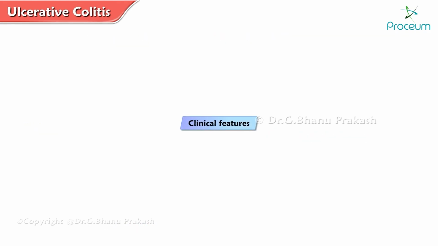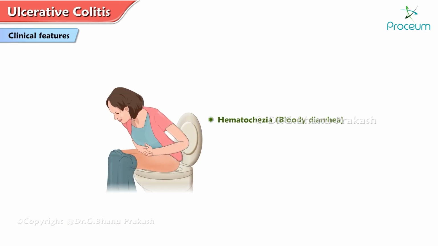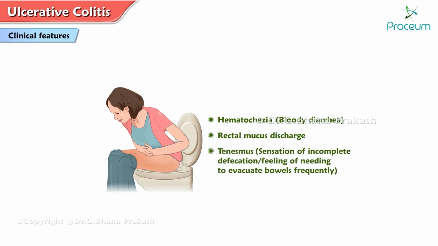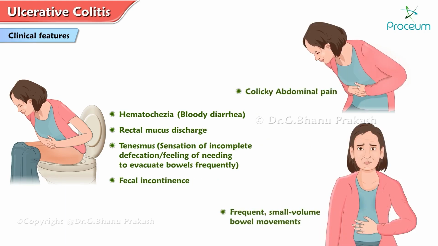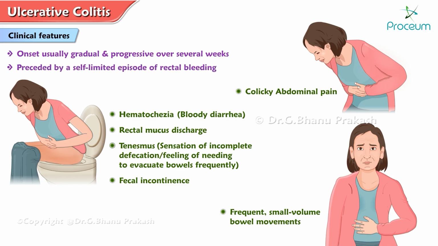Clinical features. Clinical features of ulcerative colitis include hematochezia, bloody diarrhea, rectal mucus discharge, tenesmus, sensation of incomplete defecation, feeling of needing to evacuate the bowels frequently, fecal incontinence, colicky abdominal pain, frequent small volume bowel movements. The onset of symptoms is usually gradual, and symptoms are progressive over several weeks. Symptoms may be preceded by a self-limited episode of rectal bleeding that occurred weeks or months earlier.